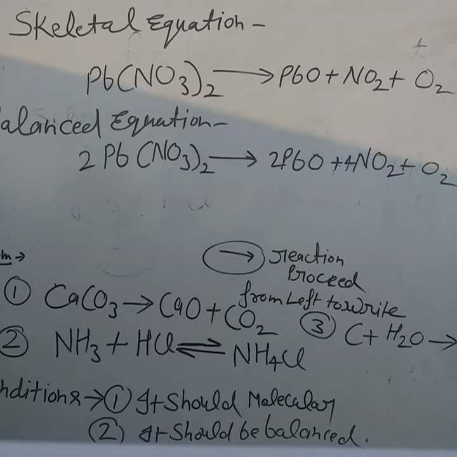So, the necessary condition is that a chemical equation be balanced. Thus, a balanced chemical equation is one in which the number of atoms of each kind on the left hand side is the same as on the right hand side.